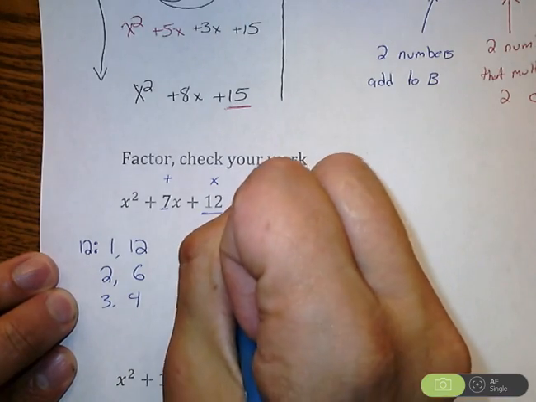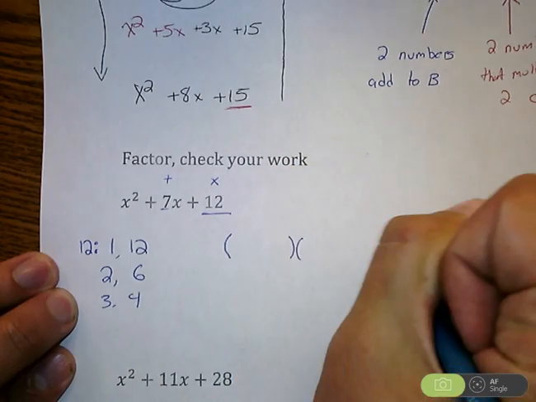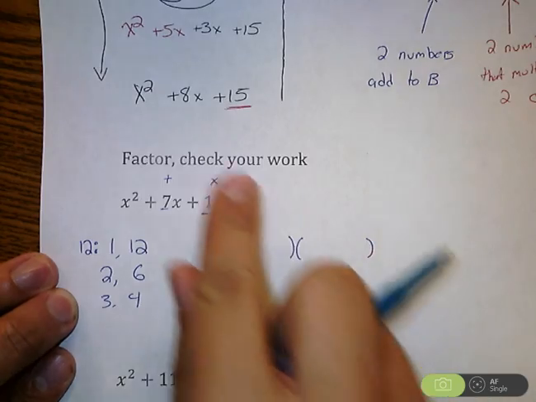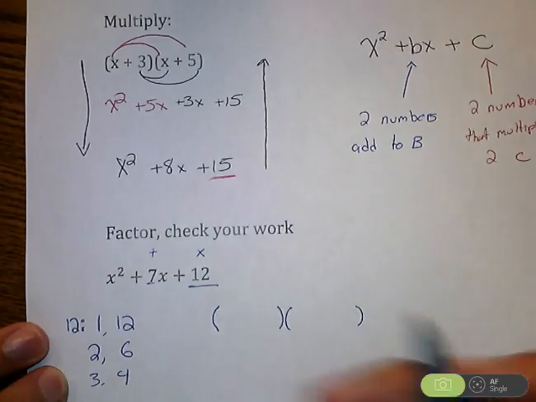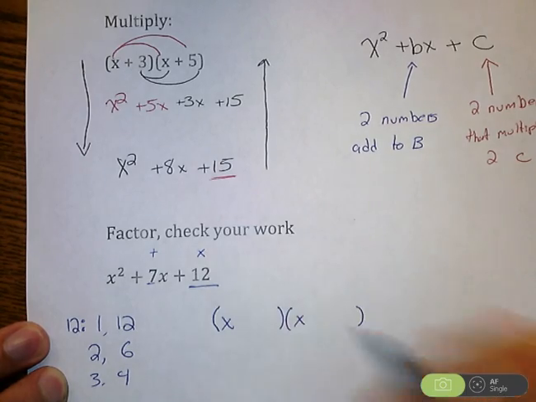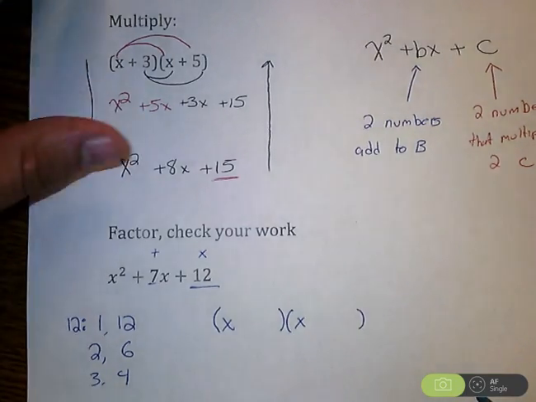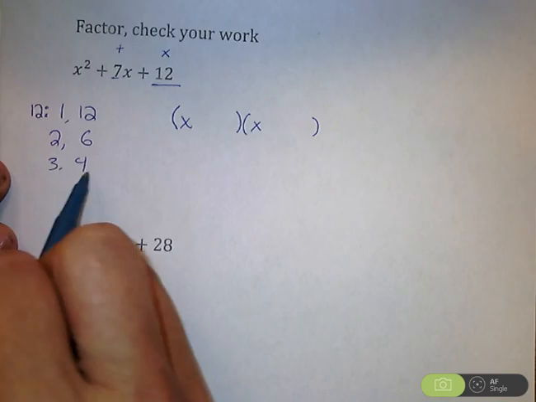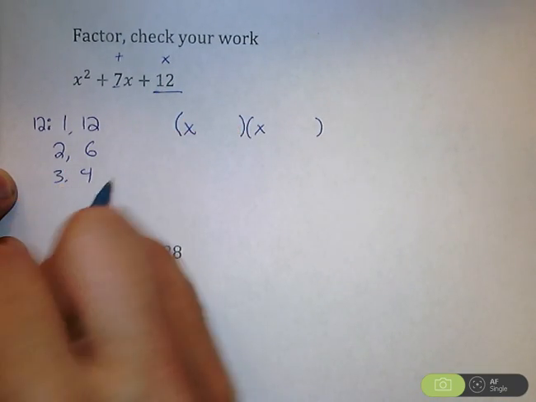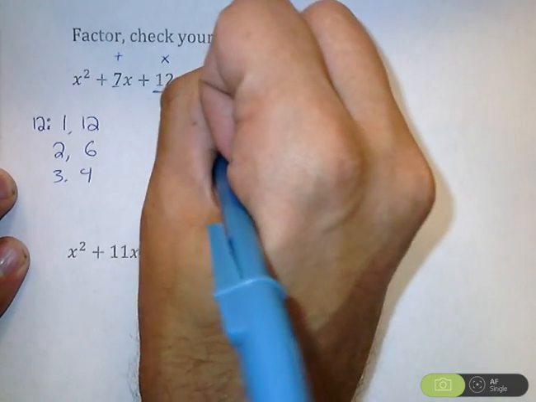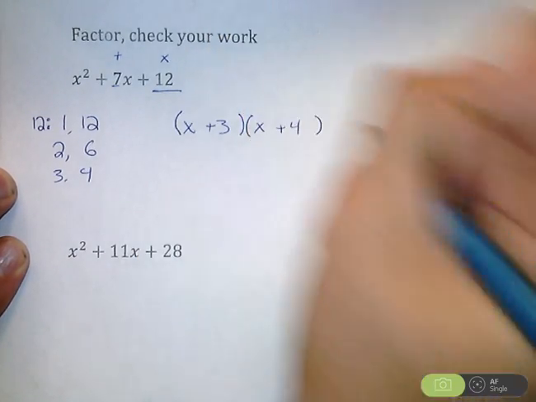So I'm going to take a little guess here, and then we're going to check and make sure our work is right. Now notice how we started. We're starting here. We want to end up with two parentheses, and what we're going to have is an x in each parentheses. Now we just need to plug in those numbers. And now we're going to use 3 and 4 because positive 3 times positive 4 is 12. Positive 3 plus 4 is 7. So we're going to put a plus 3 here, a plus 4 there.